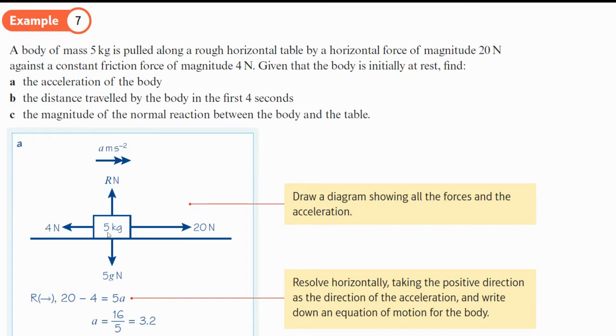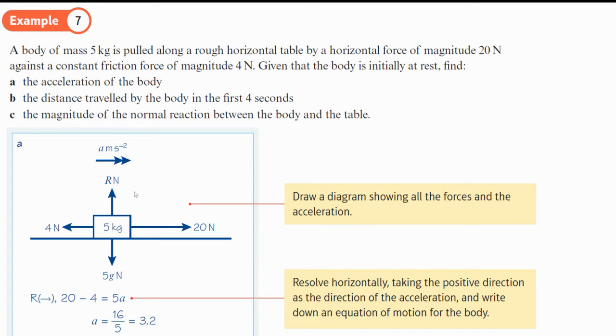Then mass times gravity, because the weight is acting down, so 5g newtons acting down, and then my reaction force acting up. And it's being pulled along this direction, so that means that the acceleration, which I don't know, we can just call it A for now, but we'll have some arrows pointing that way. So force is going this way, acceleration going this way with 2 arrows.